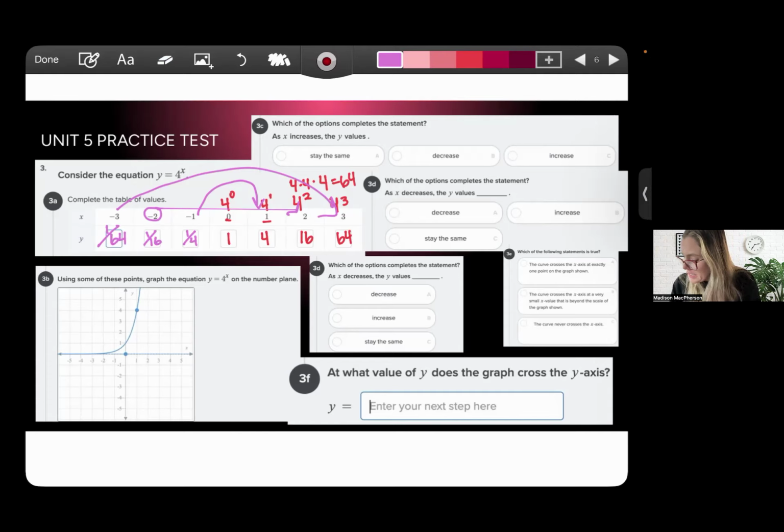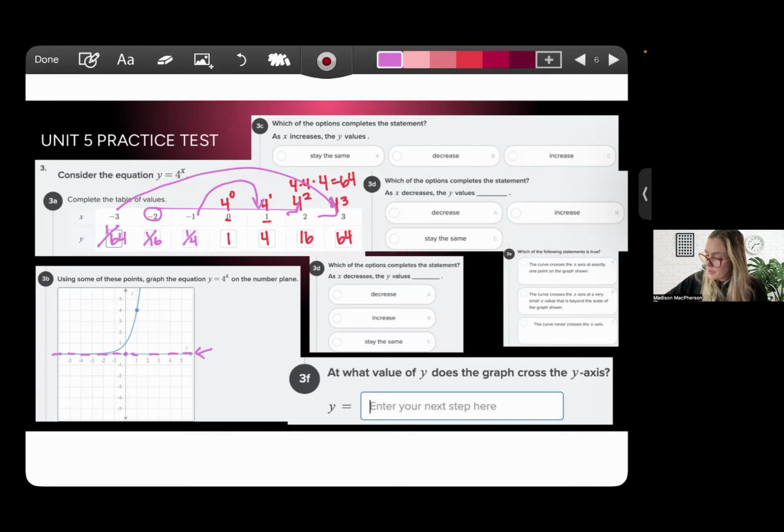Okay, 3b says, using some of these points, graph the equation y equals 4 to the power of x on the number plane. I'm going to walk you through this. The first thing you're going to do is grab the point that is attached to that horizontal asymptote. Grab that point and pull it down to the x-axis so that that line is running along the x-axis right here.